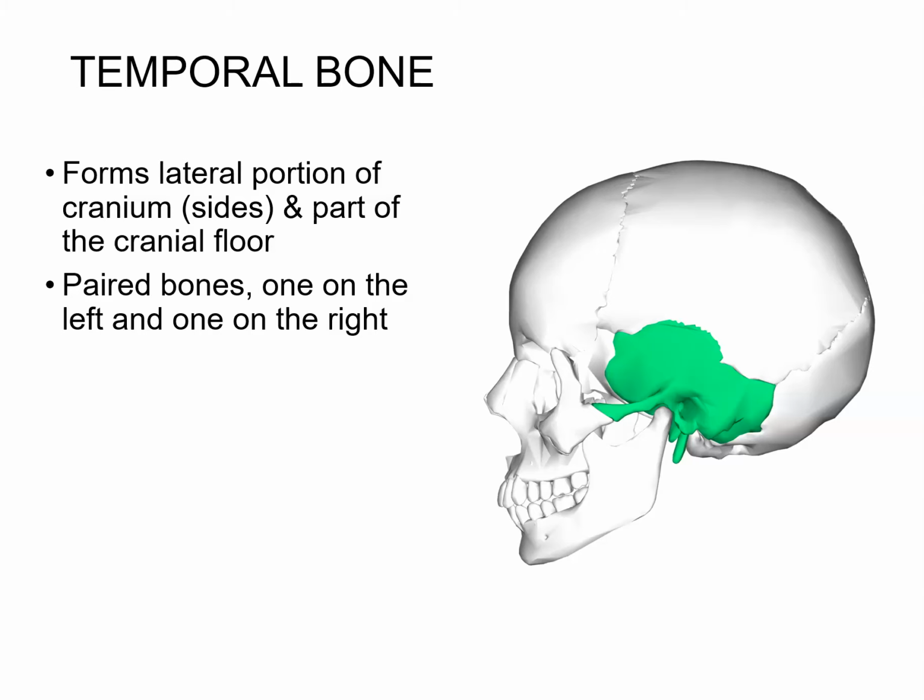Our temporal bone at the side of the head is best viewed from a lateral view, and it does form the sides, the lower sides of the cranium. It does have a hole in it. We looked at that earlier, the external auditory meatus, so this is where our sense of hearing would come from. So those ear ossicles that I mentioned would be found deep within this bone.